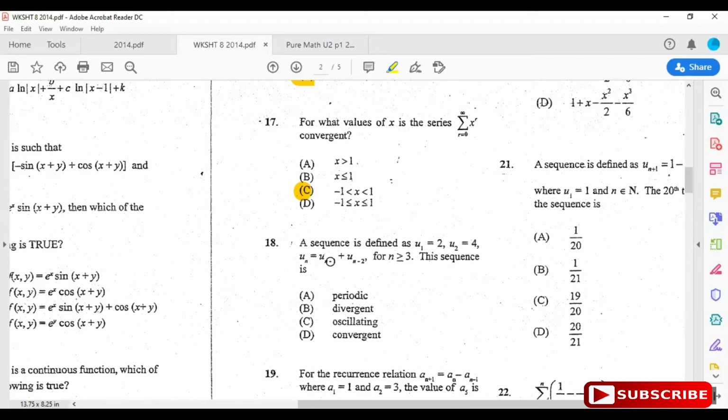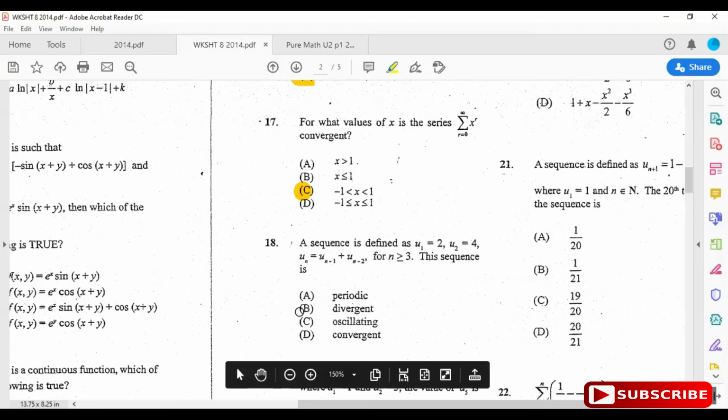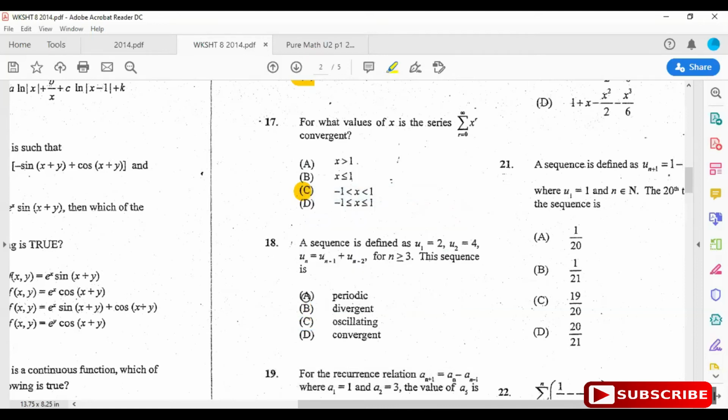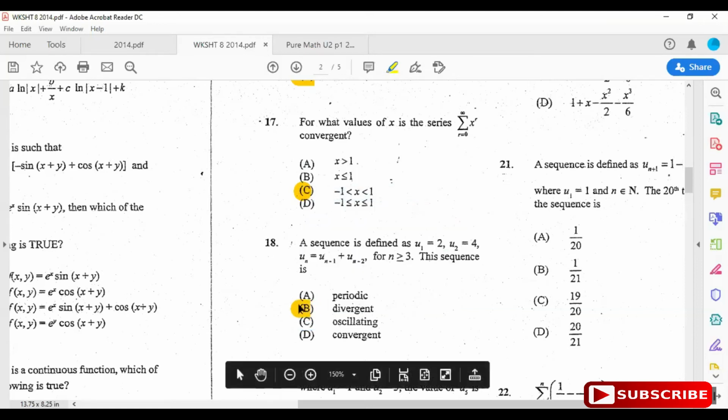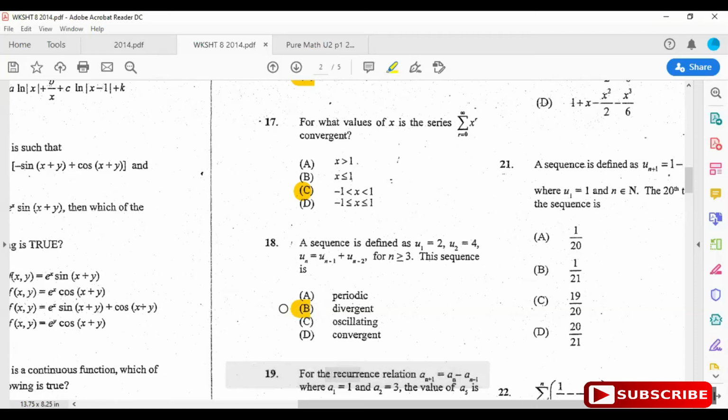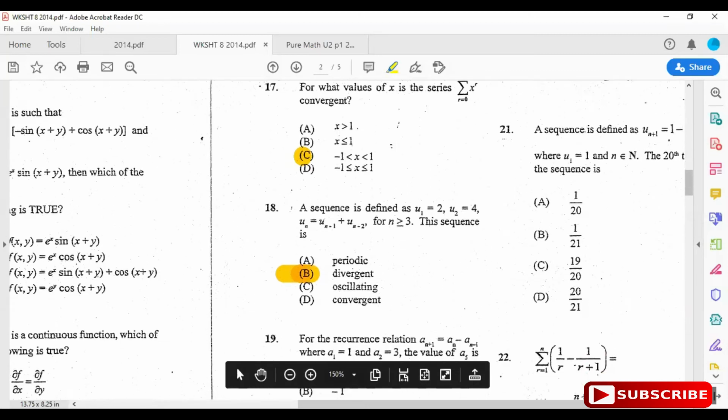All right, so I'm going to find U3 first, sir. So what is U3? U3 is going to be equal to U2 plus U1, which is 6. So it keeps increasing, sir. So therefore, divergent. Very good. So it's a divergent sequence. It's going to keep on increasing. And so therefore, this is a divergent sequence. Very easy question. Too easy.